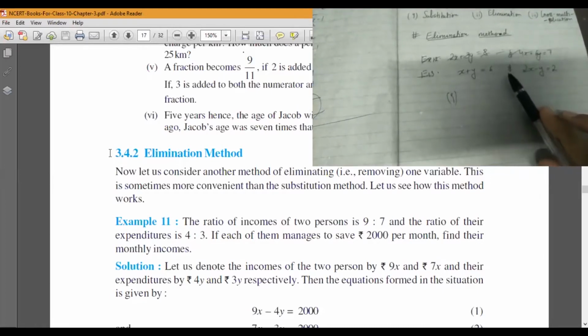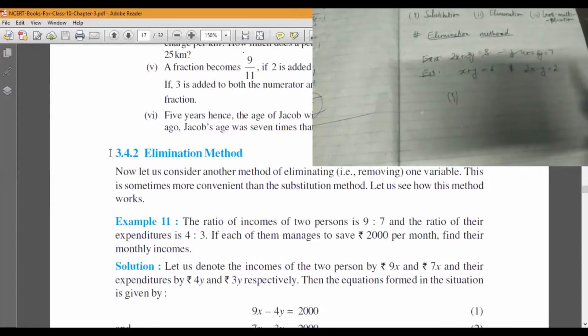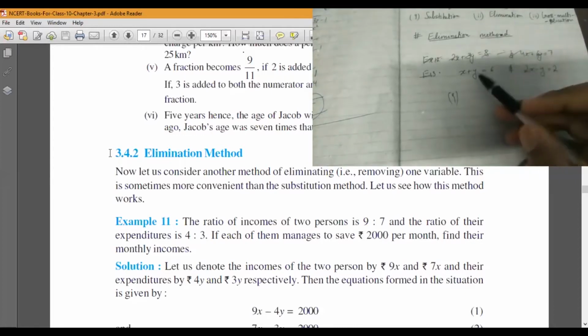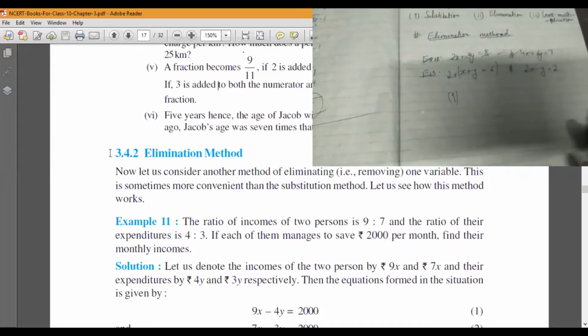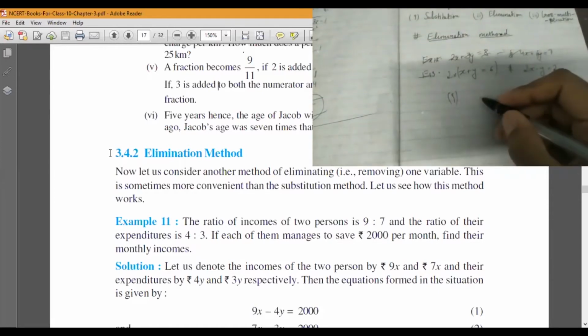We could do it for either of the variables, either y or x. I'll explain first how to do it with the x variable, then I'll show you how to do it with the y variable. So we'll make the coefficient of x in both equations equal. In the second equation, the coefficient of x is 2, and in the first equation, the coefficient of x is 1. So we'll multiply 2 on the left hand side and right hand side of the first equation. That will make our equation 2x plus 2y equals to 12.